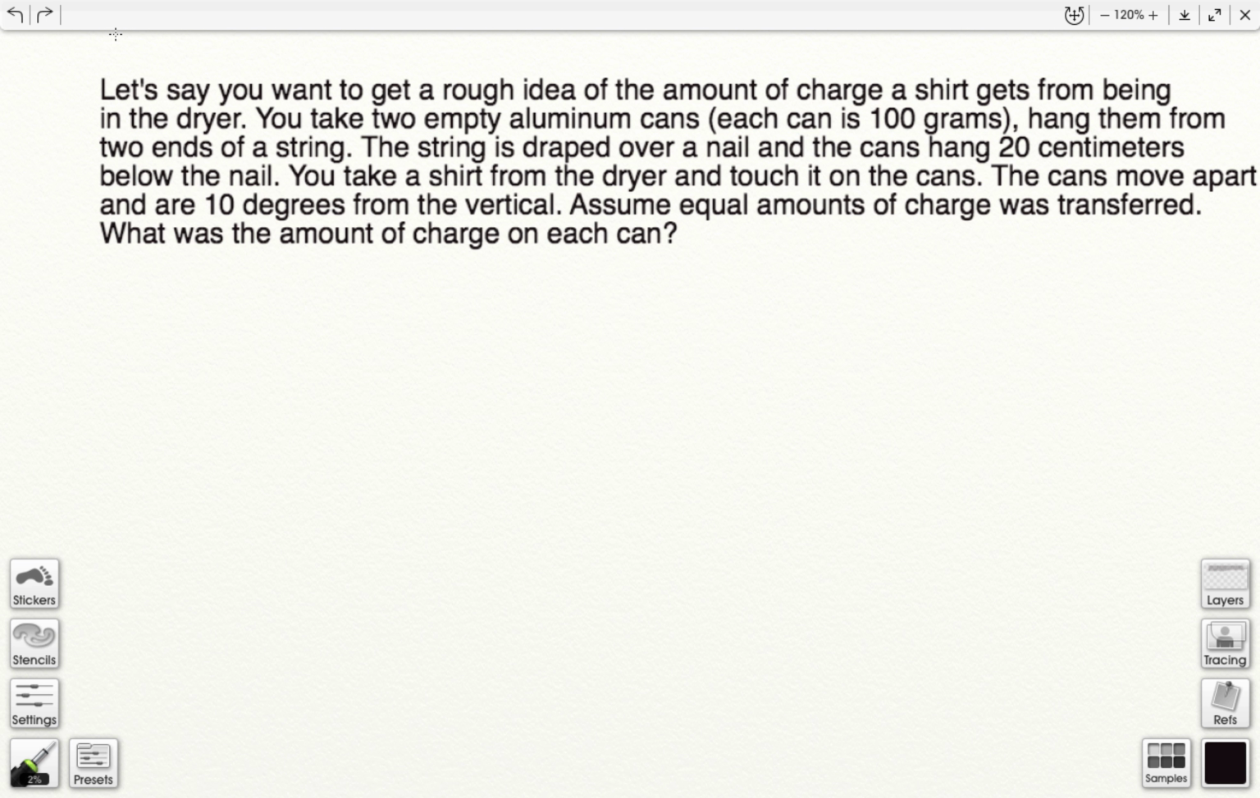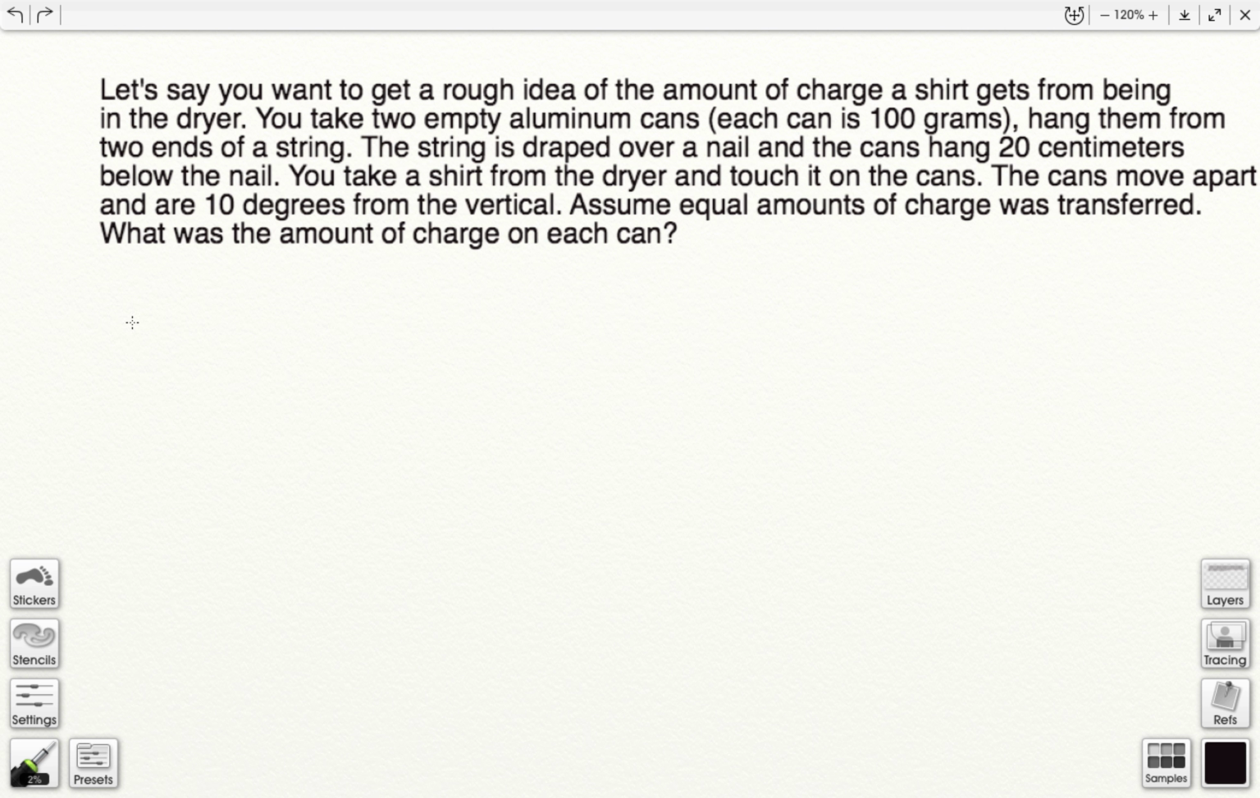So here's a problem that goes over electric charge and Coulomb's law. Let's say you want to get a rough idea of the amount of charge a shirt gets from being in the dryer. You take two empty aluminum cans, each can is 100 grams, and hang them from two ends of a string. The string is draped over a nail, and the cans hang 20 centimeters below the nail. You take a shirt from the dryer and touch it on the cans. The cans move apart and are 10 degrees from the vertical. Assume equal amounts of charge was transferred. What is the amount of charge on each can?